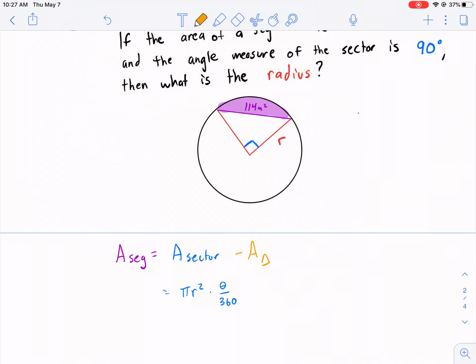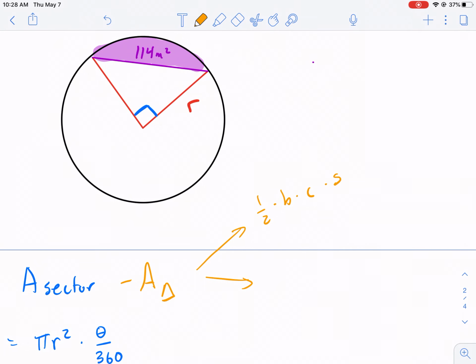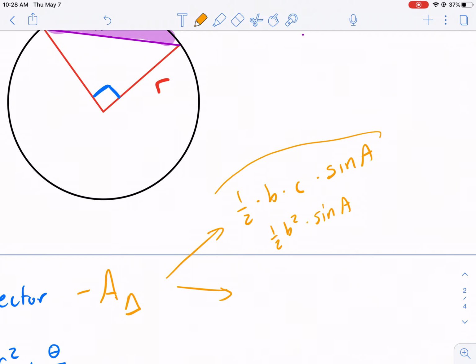And we know the area of a triangle. Well, we have two options here. The main one you're going to be using for circles is 1/2 b times c times sine of a, which really becomes 1/2 b squared sine of a with circles because b is the radius. But this is important because you can use this with any central angle that's given.